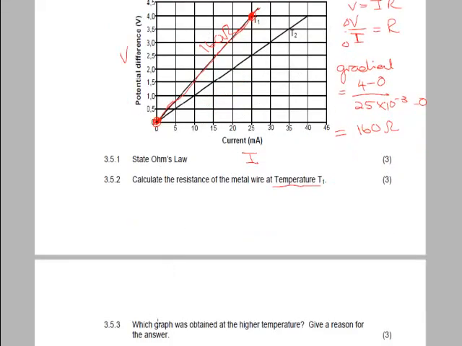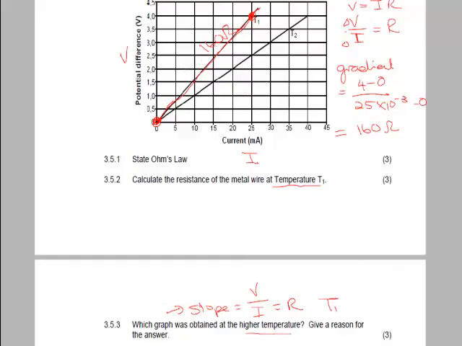Now it says, which graph was obtained at a higher temperature, and give a reason for the answer? Well, we know that the slope is equal to V over I, which equals the resistance. So therefore, the graph with the greater gradient or greater slope is going to have the greater resistance, and the greater the resistance, the higher the temperature. So therefore, T1 is going to have the higher temperature because it's got a greater resistance.